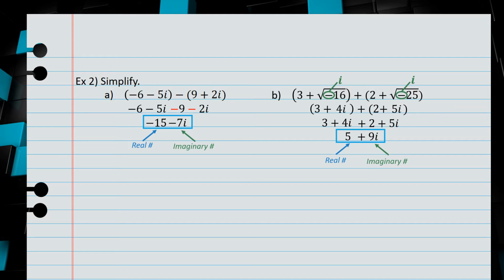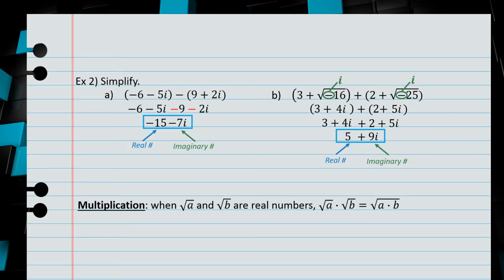So we've talked about how to add and subtract complex numbers. Now let's talk about multiplication. When square root a and square root b are real numbers, then square root a times square root b can equal the square root of a times b. But when square root a and square root b are not real numbers, square root a times square root b does not equal the square root of ab.